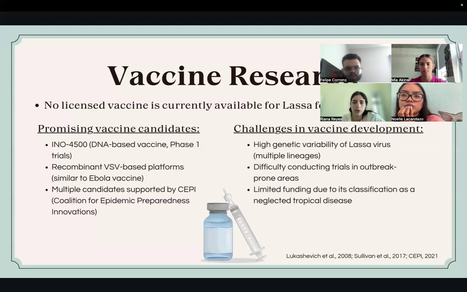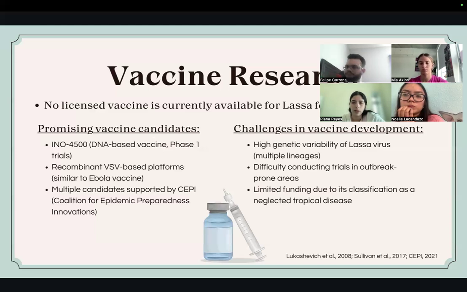One major hurdle that shows up when producing vaccines is the high genetic variability of the Lassa virus. There are several different strains. They circulate in different parts of West Africa, which means that a vaccine needs to provide broad protection and be applied in different areas, not only just with one variant.